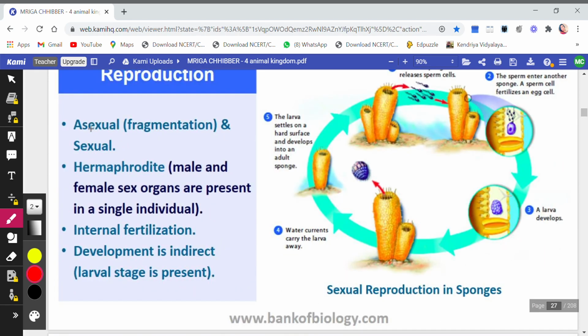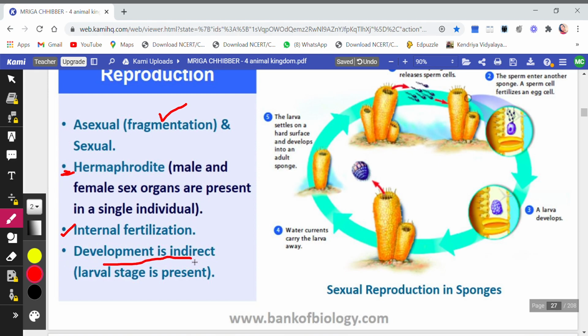Next we come to reproduction. Asexual reproduction is through fragmentation, and sexual reproduction occurs as they are hermaphrodite. Hermaphrodite means they have both the sexes present in the same individual. So that means they are bisexual, and the type of fertilization is internal and the development is indirect.